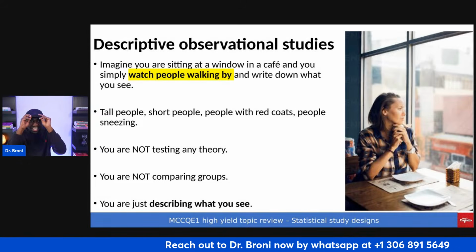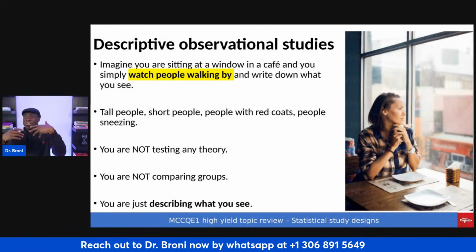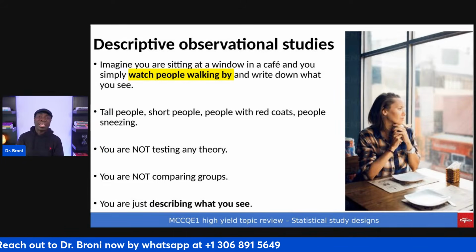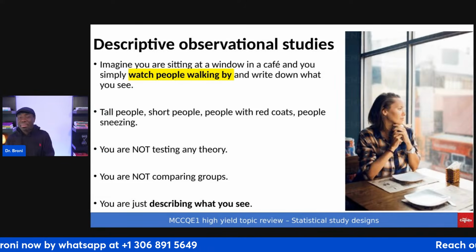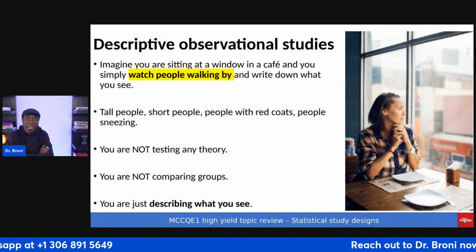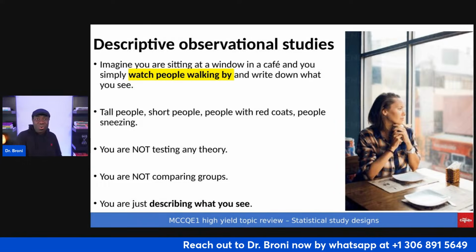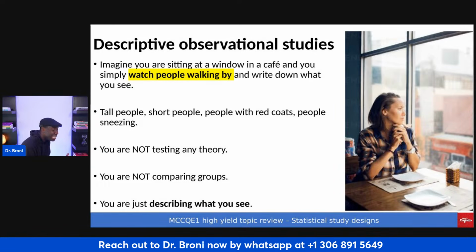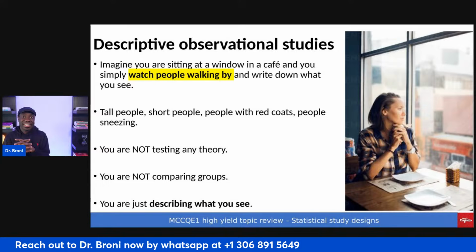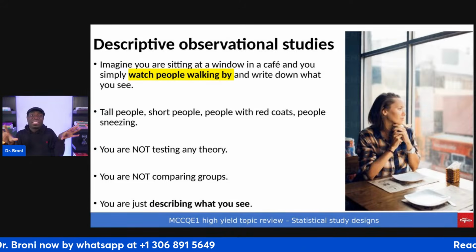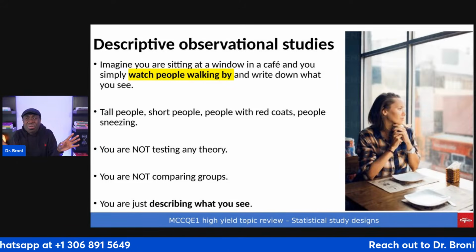Some are driving Teslas. Some are driving G-Wagons. Some are driving all sorts of things: Mercedes-Benz, Peugeot. Some people are wearing red coats. Some people are wearing white coats. Some people are sneezing. Some people are sad. Some people are crying. In a descriptive study, you are not testing any theory.